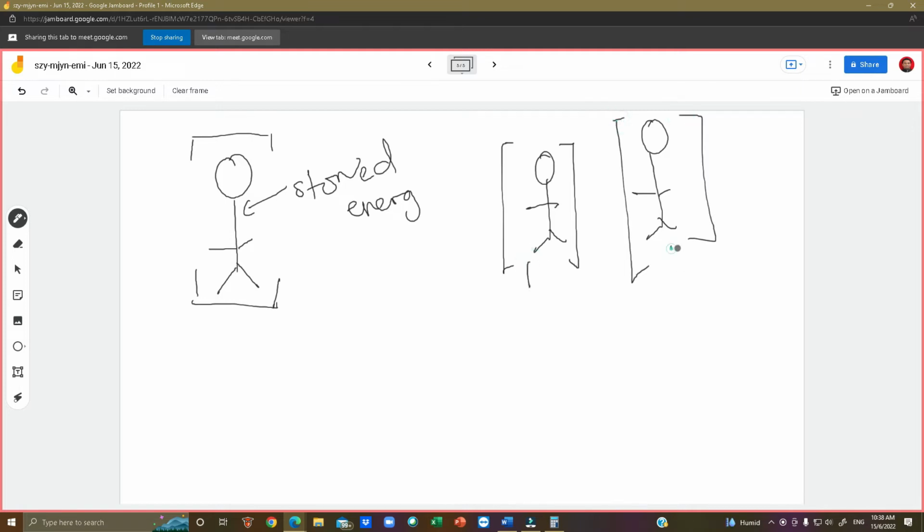orang pertama, ni orang kedua lah. Energy store in one is lesser than energy store in two. Since dia kecil, dia besar. Ini konsep dia. Okay, ini konsep dia. So, this concept is known as potential energy.